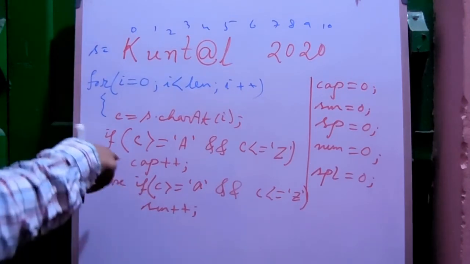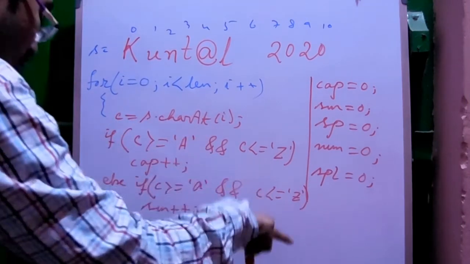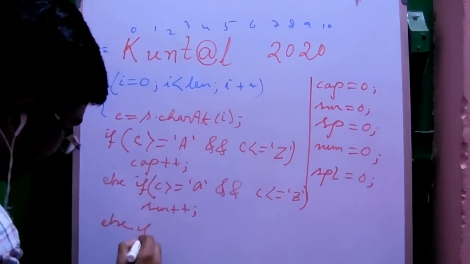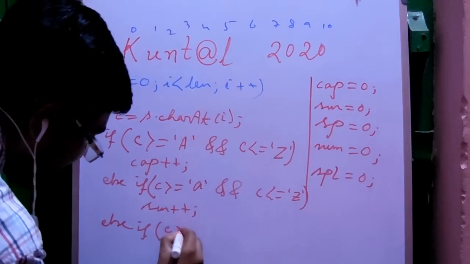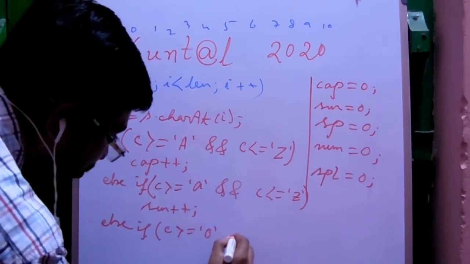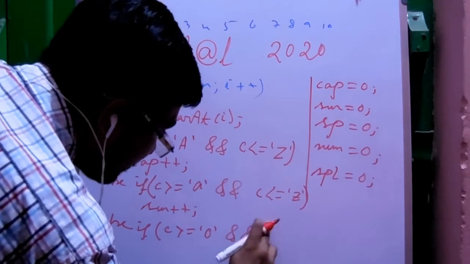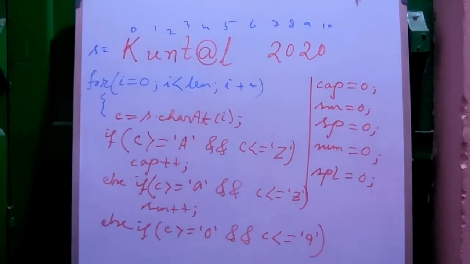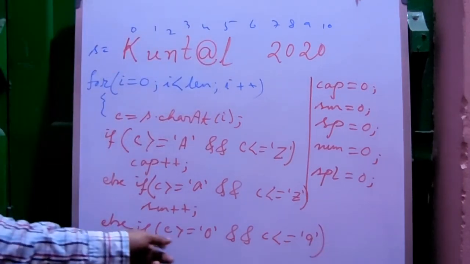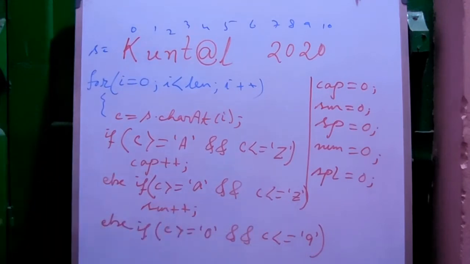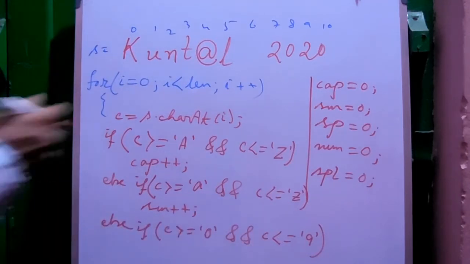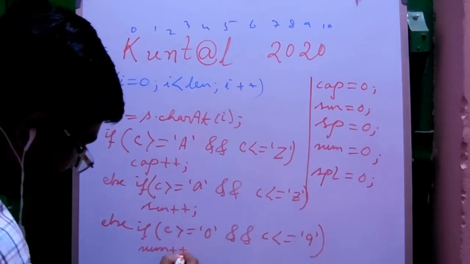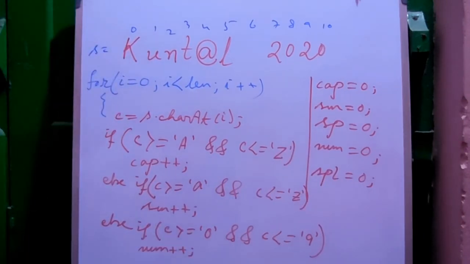Next, if it is not capital and also not small, then again we will check else if C is greater than or equal to 0 and C is less than or equal to 9. That means, is it in between 0 to 9 or not? If yes, then what will happen? Num will be plus plus.